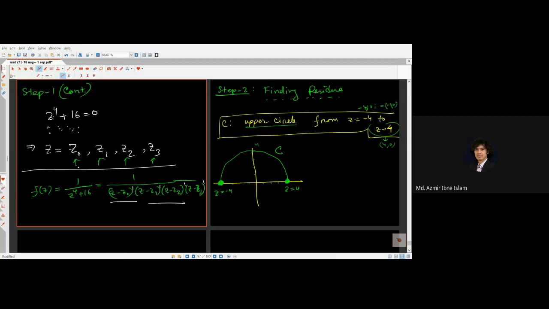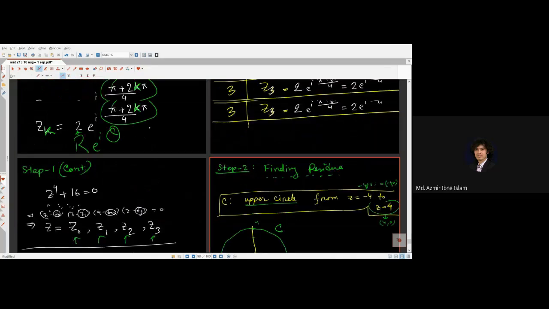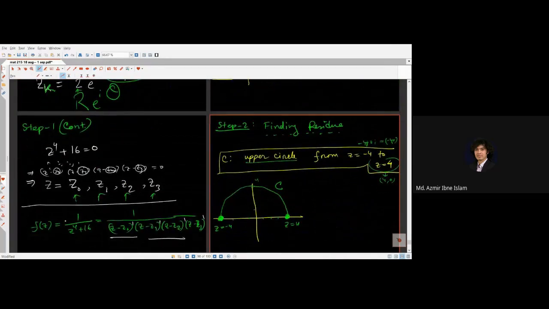How have I written this one? Because the previous line of this part will be (z - z0)(z - z1)(z - z2)(z - z3) = 0. And you have z0, z1, z2, z3 from this part. So if it is possible to multiply all the things, you will get this part back. So that's why z^4 + 16 can be written in this way.